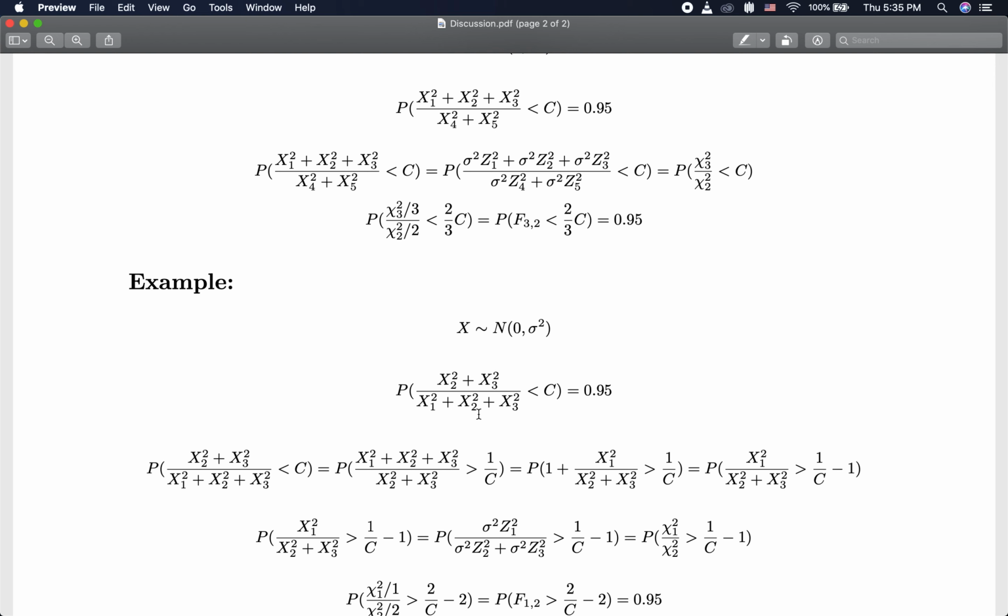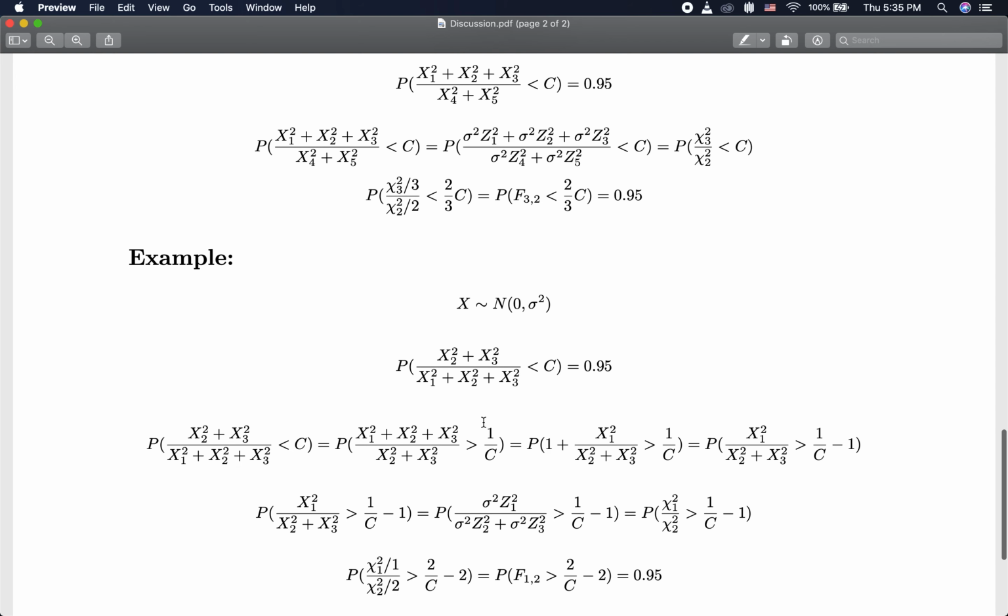So the numerator and the denominator are not independent. We have to use some trick to make them independent first, and then we can use the definition of those distributions to construct, say, an F or chi-square distribution. Otherwise, since they are not independent, we cannot directly construct those distributions. So the problem is that we have x2, x3 on both the denominator and the numerator.